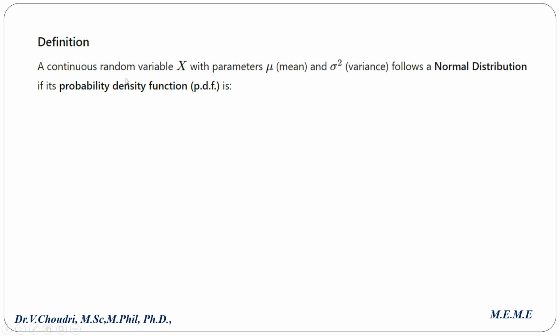Now we are going to see the mathematical definition of normal distribution. A continuous random variable x with parameters mu and sigma square follows a normal distribution. Its probability density function is f(x) = 1/(sigma root 2 pi) e^(-(x - mu)^2 / (2 sigma^2)), and the limit of x is minus infinity to plus infinity. Sigma should be greater than 0 because we have sigma in the denominator. If it is equal to 0, it is not defined.